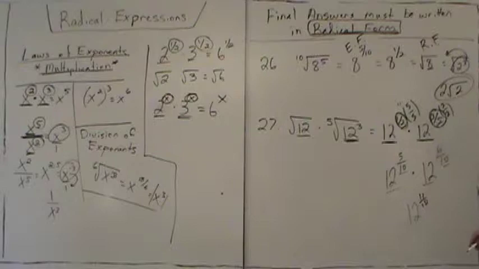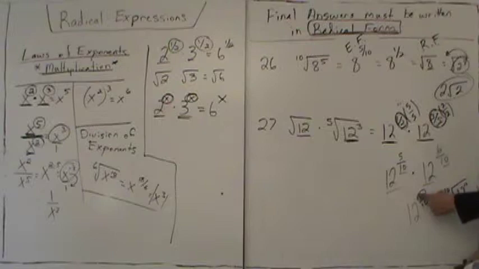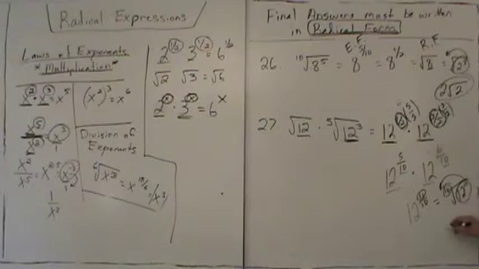Now the question is, are we done? No, we're not, because the numerator is larger than the denominator. We rewrite our final answer in radical form. The 10th root of 12 to the 11th, because the numerator is larger, we can take out a group. We want to take out groups of 10. We have 11 12s. We can take out a group of 10 12s, which leaves us 12 on the outside.